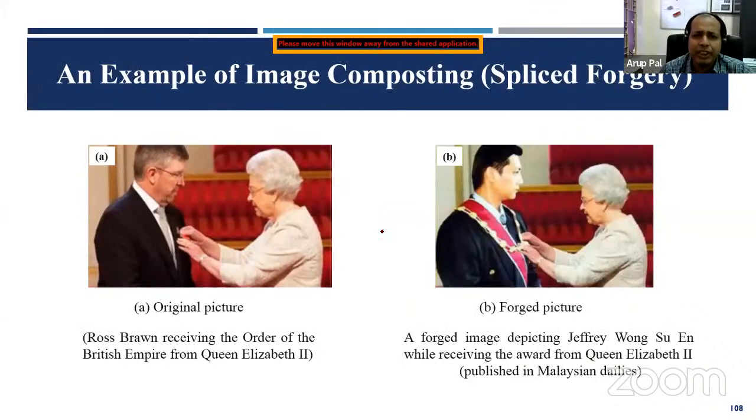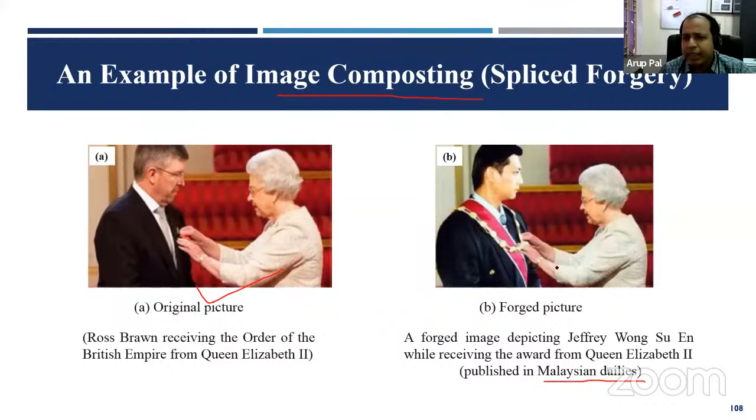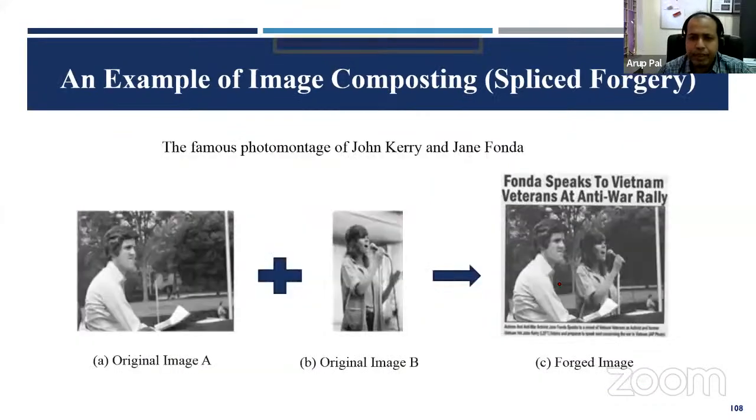Another kind of forgery is image compositing, or splicing. This is the original image, and this image was published in a newspaper, and it is the forged image. This is another example of two different views, basically GIFs, but in a particular newspaper these two separate images were composited, creating such a forged image.